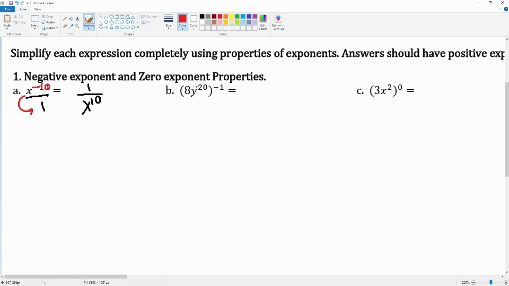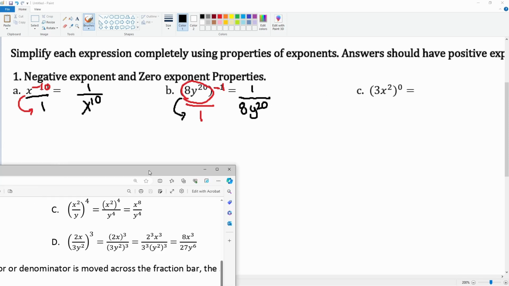Notice b, everything here is raised to the negative 1 power. So right now it's on top, so we can move it down. So the 8 goes down, the y^20 goes down, and it's everything to the 1 power on the bottom, with a 1 on top, right?